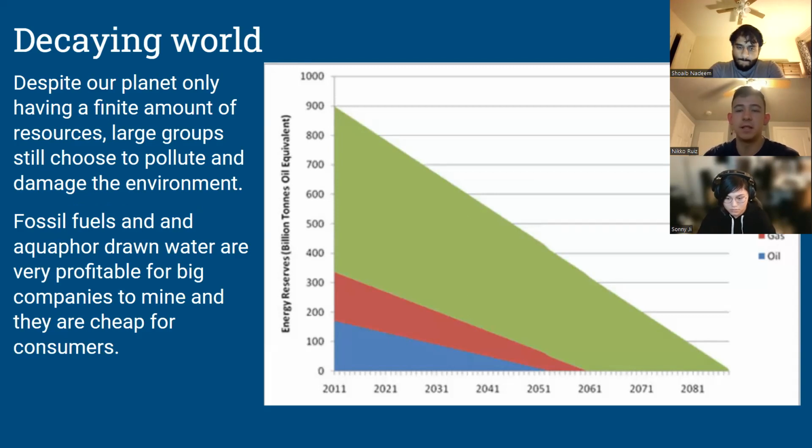Fossil fuels and water are very profitable for big companies to mine, and they are very cheap for consumers. On the right here, we can see a graph showing our energy reserves over the years, and it's predicted that in 2091, our energy reserves will be almost zero.